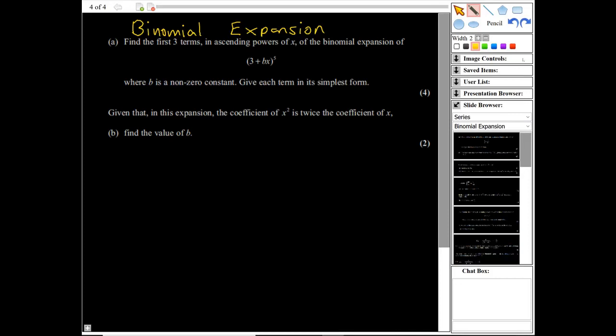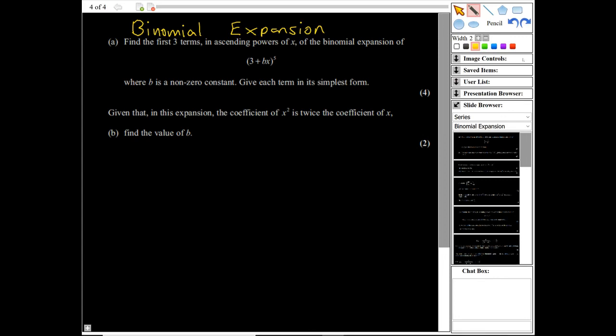Okay, so in this video, I'm going to show you how to do a question on the binomial expansion. So this one says, find the first three terms in ascending powers of x of the binomial expansion of (3 + bx)^5, where b is a non-zero constant. Give each term in its simplest form.